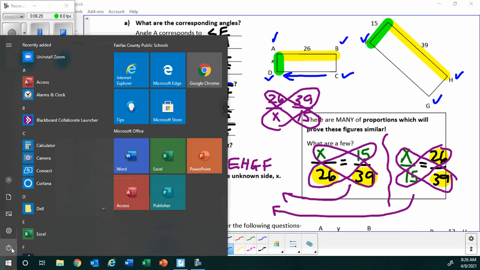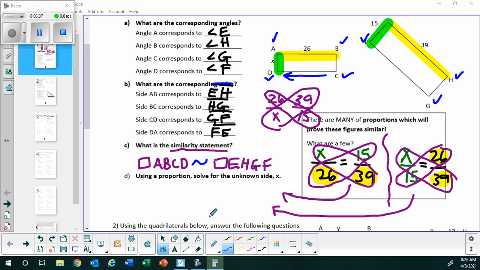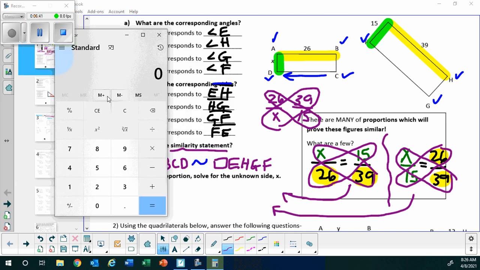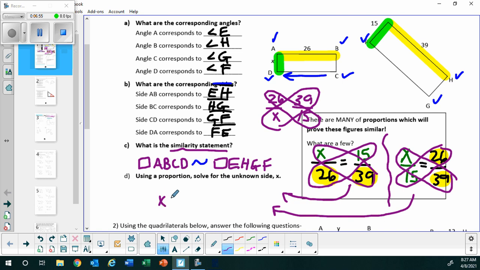And I'm just going to open up my calculator. If it'll let me, maybe not. Here we go. All right. So again, what we said we're doing is 26 times 15. We're going to cross multiply the two numbers that we have, and then we're going to divide by a 39. And we get a 10. So if X is 10, this side length has to be a 10. X would be a 10. The side length would be a 10.